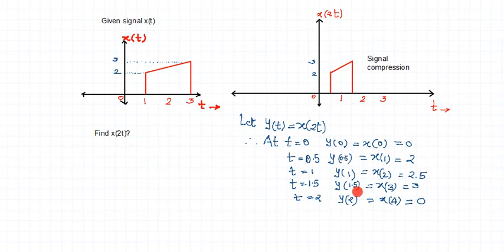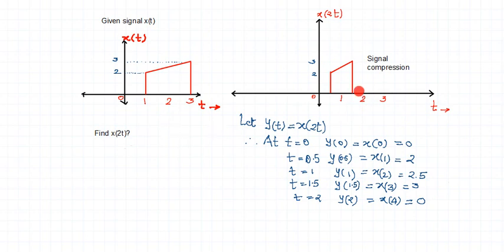Similarly, at y of 1.5, I'm talking about this time instant, y of 1.5. What is the magnitude? It is 3. And y of 2, it is 0. It means that after this, the signal is going to 0. So with these values, we have sketched the signal x of 2t. Right? And hence this is how the signal looks.